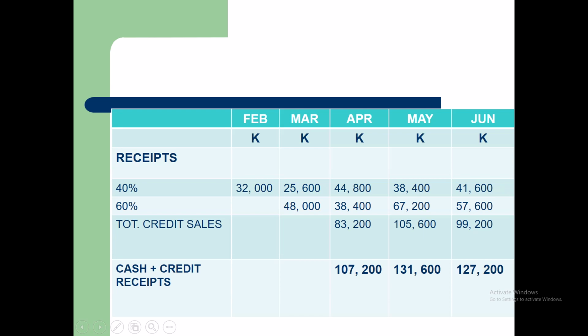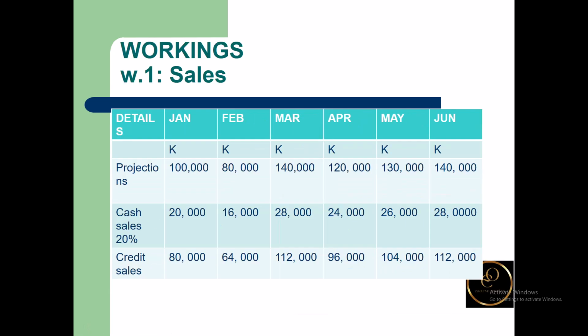Then 60% in the month following. The month following February is March, so that will be 60%, which is coming to 48,000 out of the 80,000 coming in March. Let's look at the projections in February. Out of the 80,000 total sales projections, we are saying 20% is going to be received in February itself. Then that leaves us a balance of 64,000. Out of the 80,000, we remove 16,000, remain with 64,000 on account of credit sales.